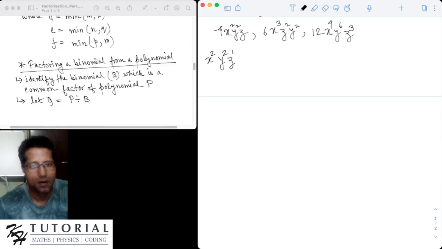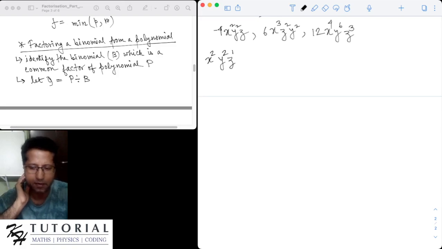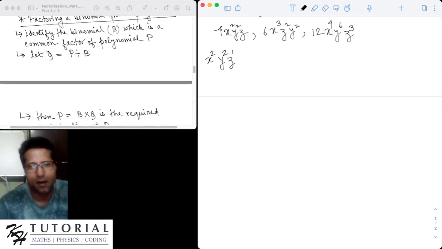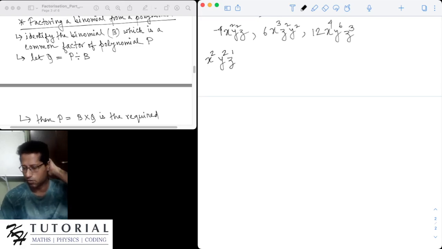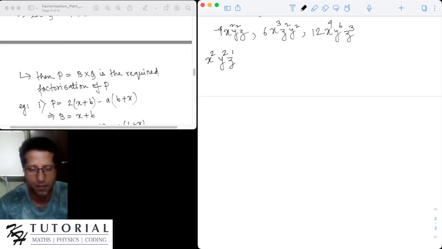Okay. Next is, how do we factor a binomial from a polynomial? You are given a polynomial. How will you factor a binomial? The concept is very similar to factoring a monomial from a polynomial. First, you have to identify the binomial which is a common factor of the polynomial p. So if that common binomial which is a common factor of the polynomial p is b, then you find q, which is p divided by b, and then the factorization of p will be b multiplied by q.